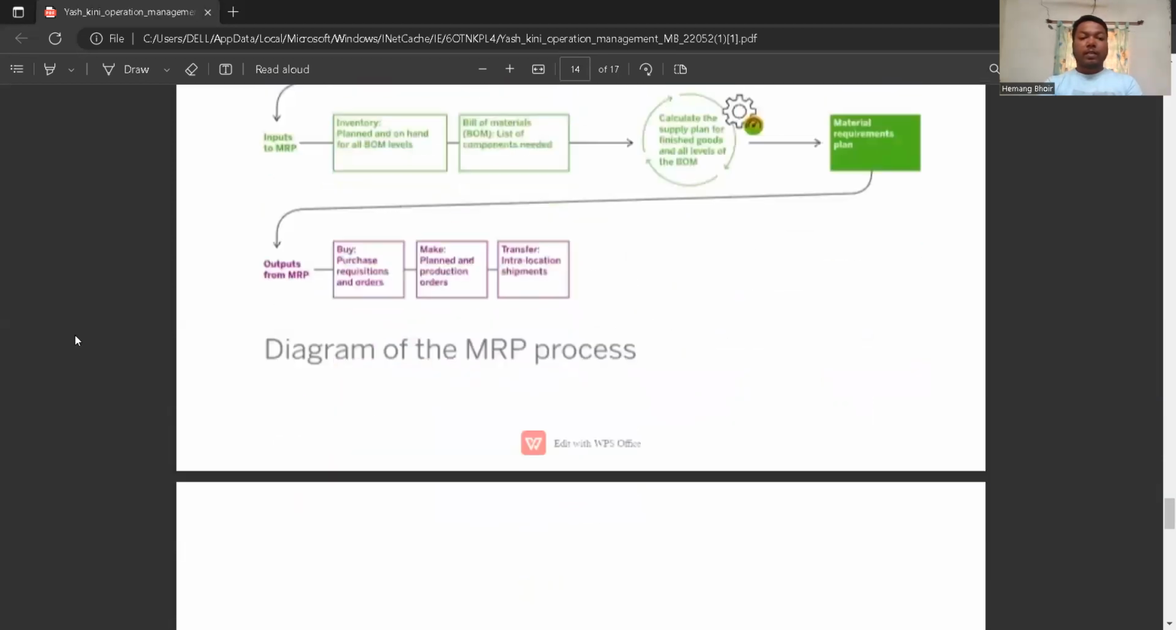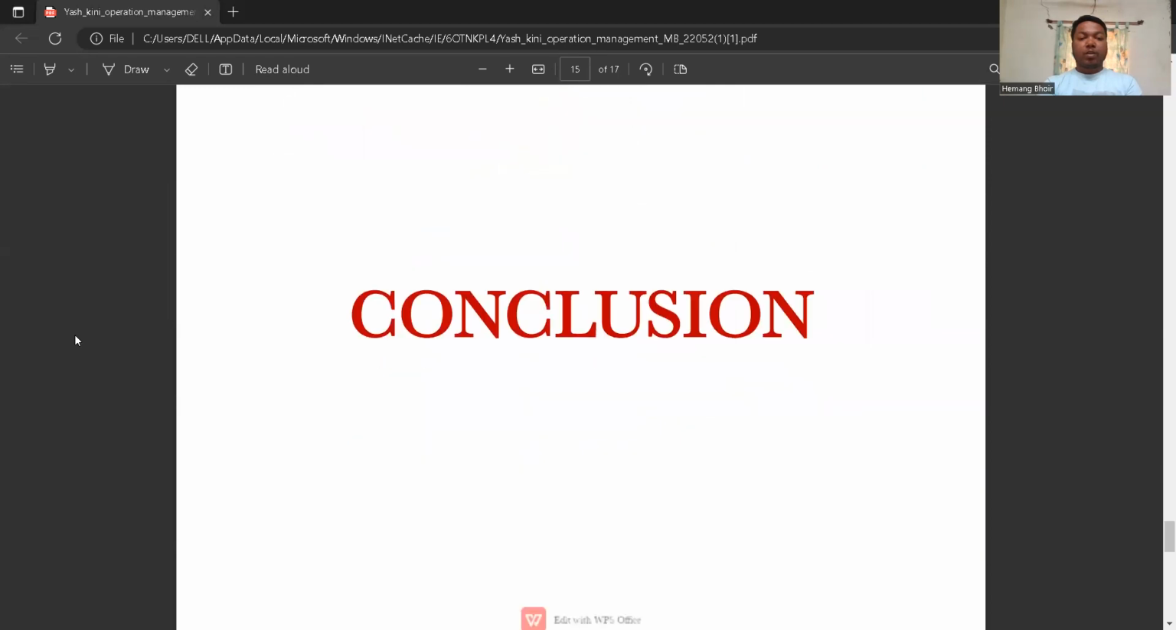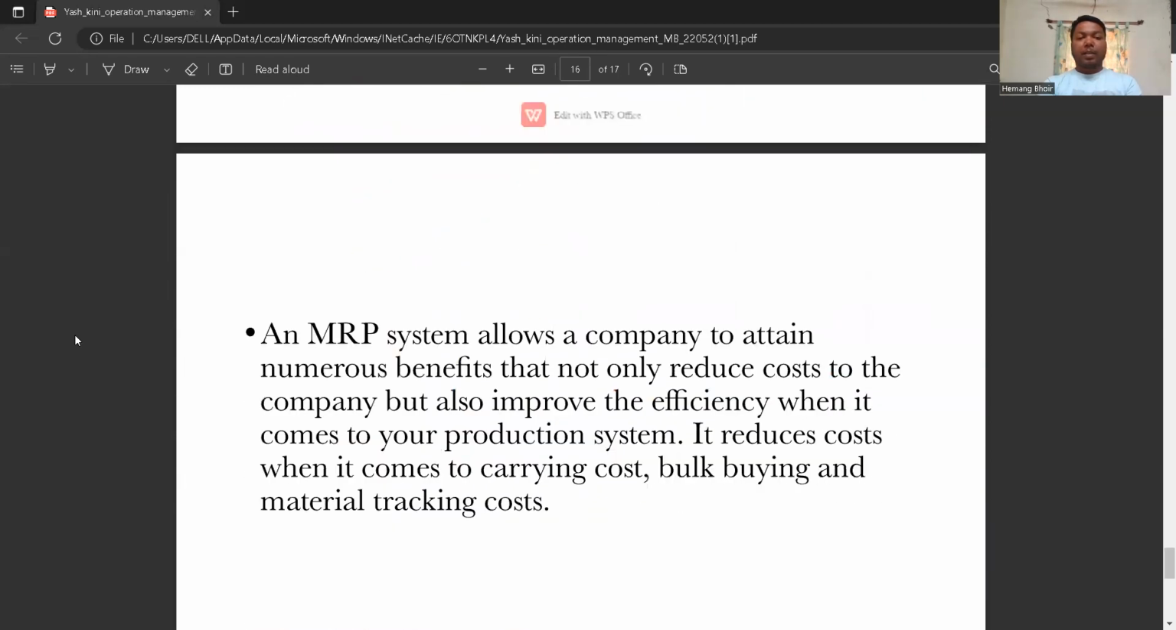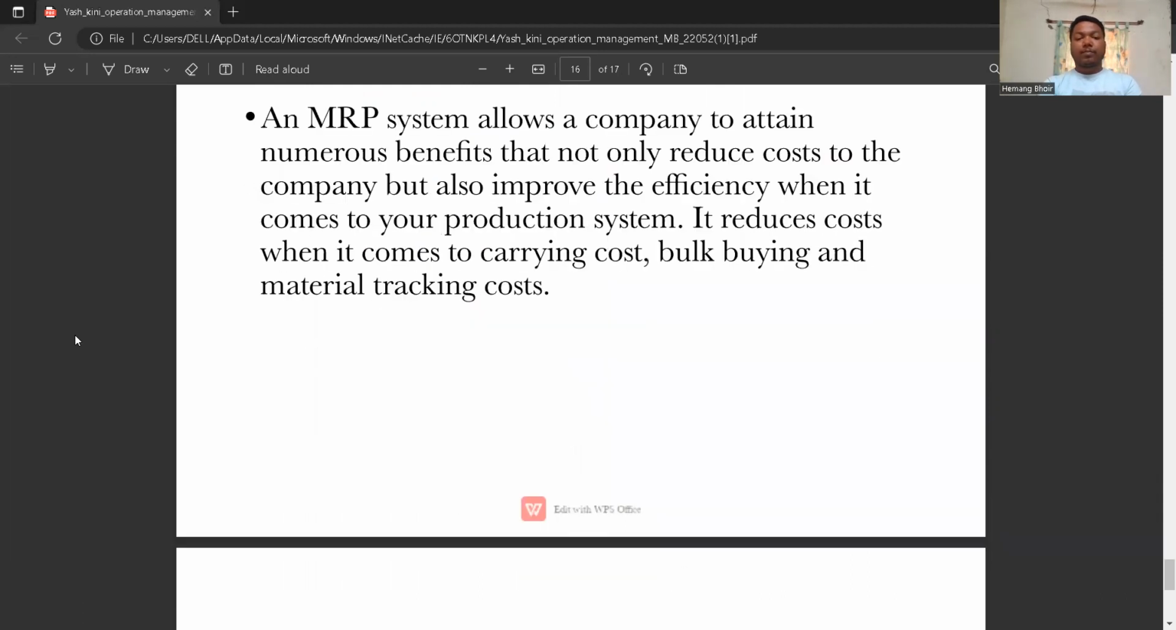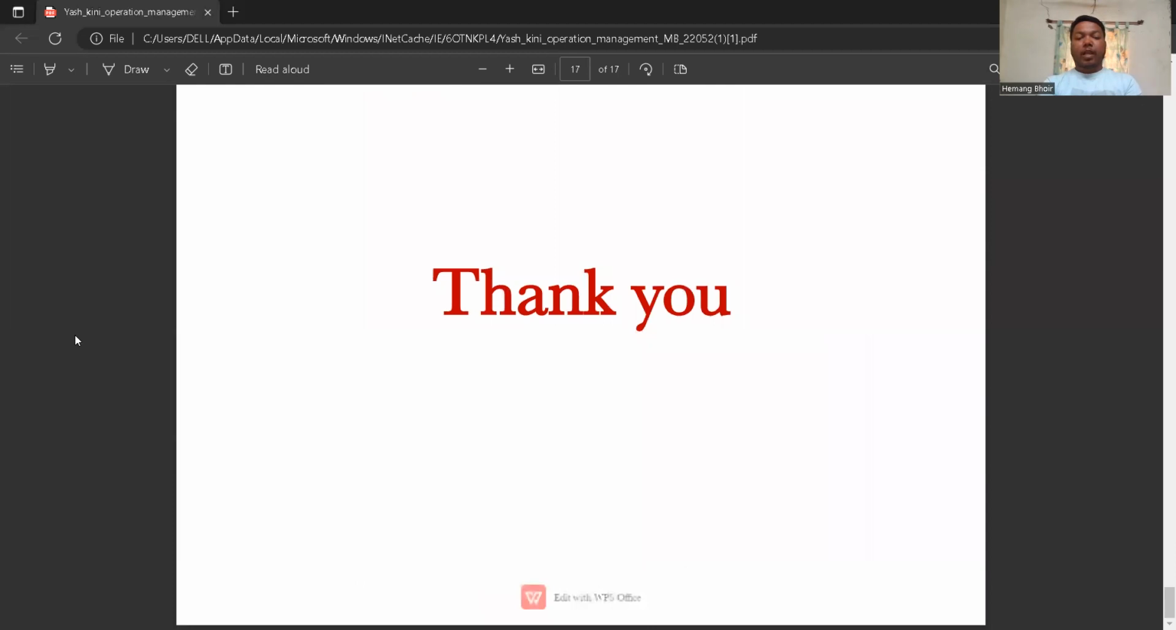So after that we can see here the conclusion of MRP. An MRP system allows a company to attain numerous benefits that not only reduce cost to the company but also improve efficiency in the production system. It reduces cost when it comes to carrying cost, bulk buying, and material tracking cost. Thank you so much.